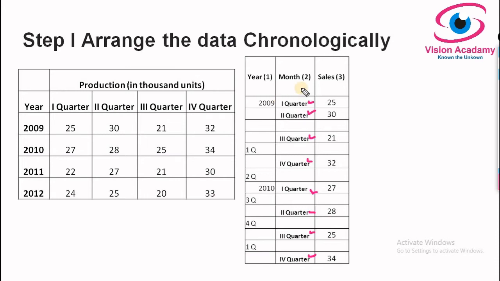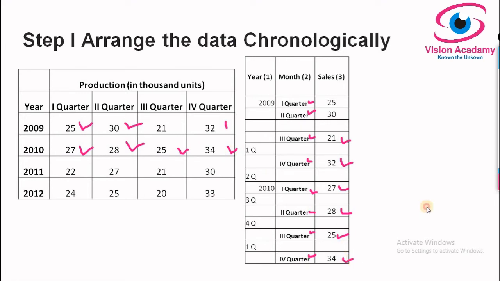So for quarter 1 of 2009 we have 25,000 production. For quarter 2 we have 30,000 production, quarter 3 21,000 and quarter 4 32,000. In the second year, 2010, quarter 1 is 27,000, quarter 2 28,000, quarter 3 25,000 and quarter 4 34,000.